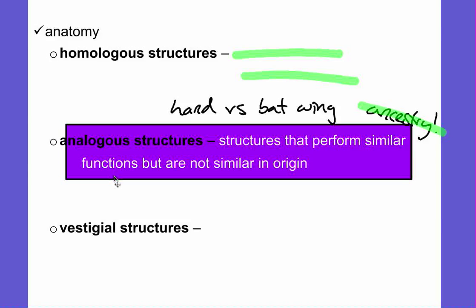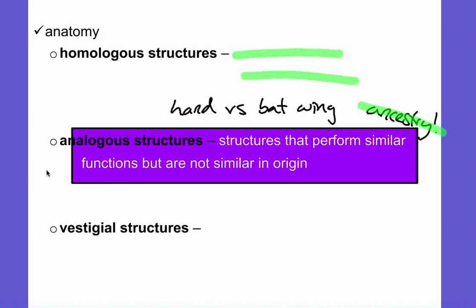Analogous structures are the curveballs. They perform similar functions, but they are not similar in origin, meaning they did not come from the same ancestor. They didn't inherit that from a common ancestor. So this, where you had your hand in a bat wing, here you have the wings of birds and bats, right?